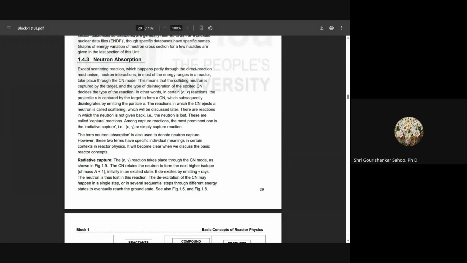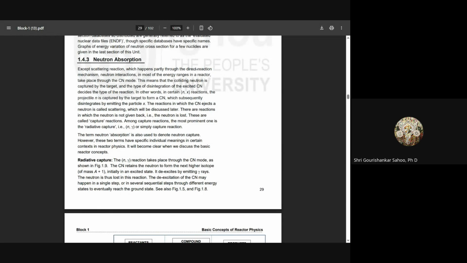In other words, in certain reactions, the projectile N is captured by the target to form a CN, compound nuclei, which subsequently disintegrates by emitting the particle X. The reaction in which the CN ejects the neutron is called scattering, which will be discussed. There are reactions in which the neutron is not given back, the neutron is lost. These are called capture reactions.